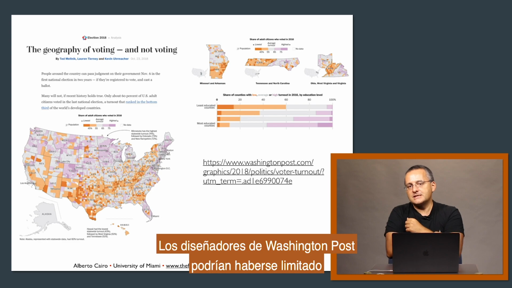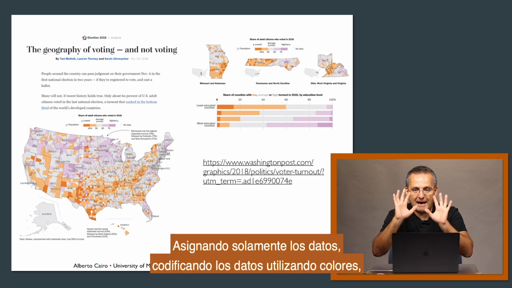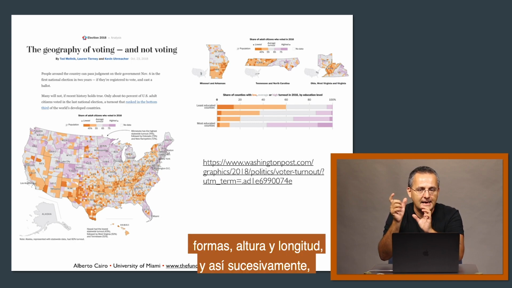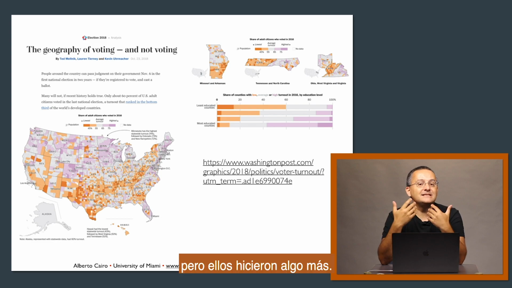The Washington Post designers could have limited themselves just to show you the data, right? Just to map the data, encode the data using colors and shades and heights and lengths and so on and so forth. But they did something else.